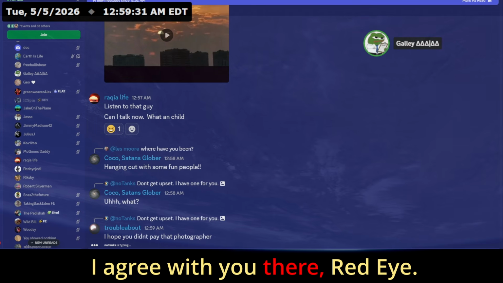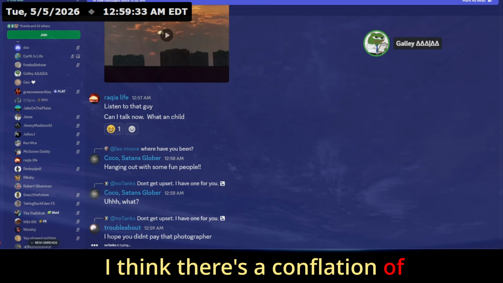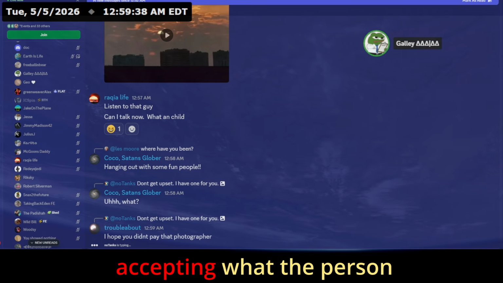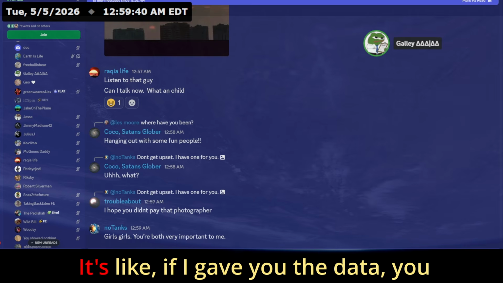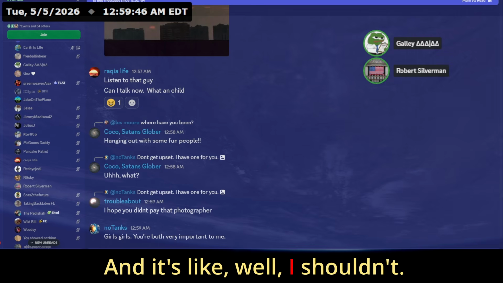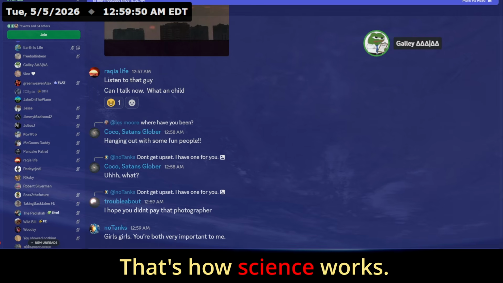I agree with you there, Red Eye. I think there's a conflation of disagreement and not dogmatically accepting what the person says. It's like, if I gave you the data, you wouldn't believe in my religion that it's a globe. And it's like, well, I shouldn't. No one should. That's how science works.